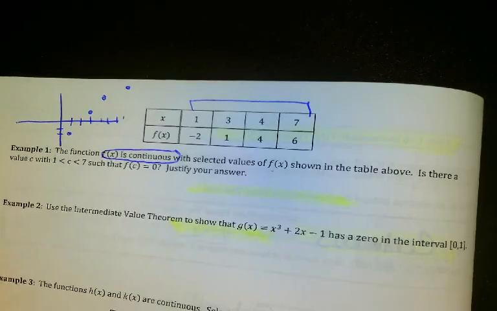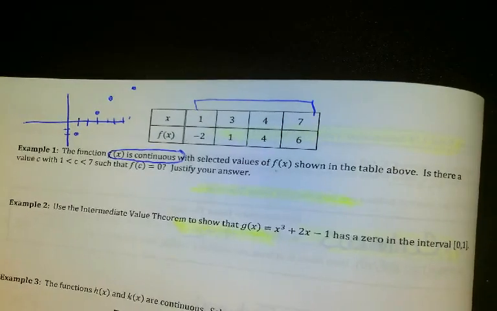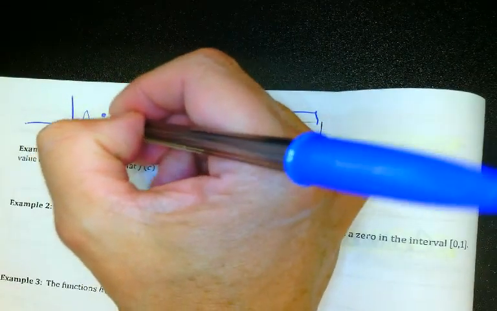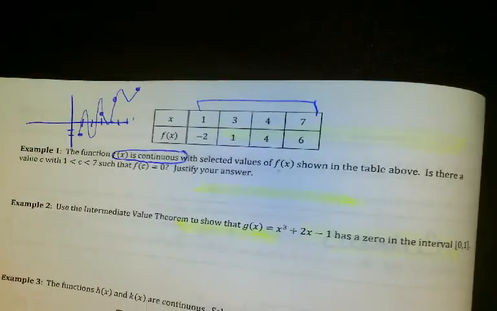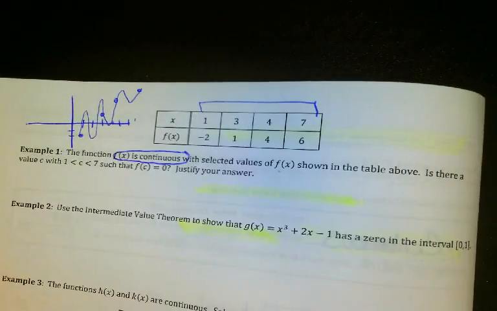Okay. Now, I know your gut probably wants to connect them and make a straight line, but do we know it's a straight line? So I'm just going to draw something random. I have no idea what this thing looks like. I just know it has to hit those points. I know it starts here, it ends here, and it has to hit those points.